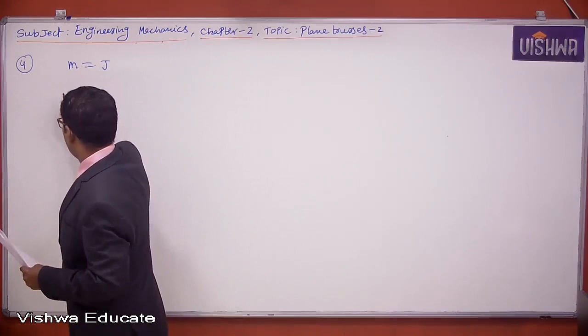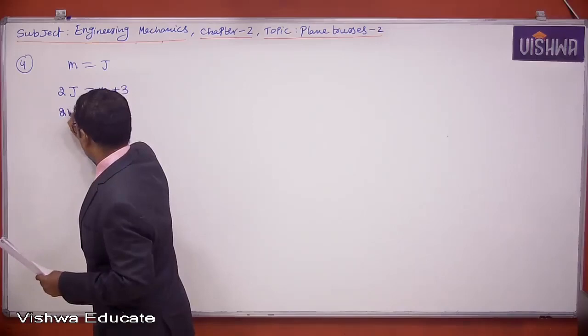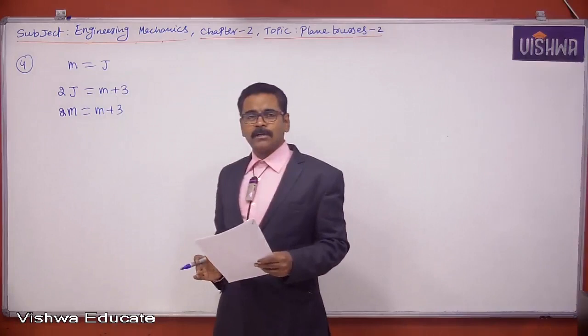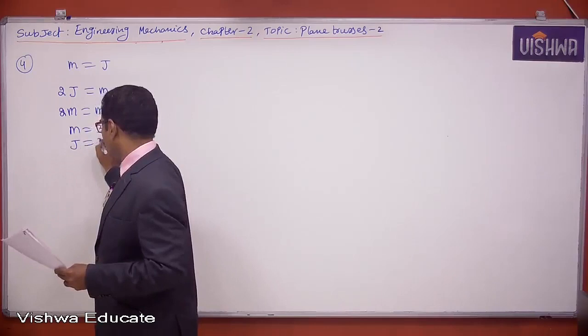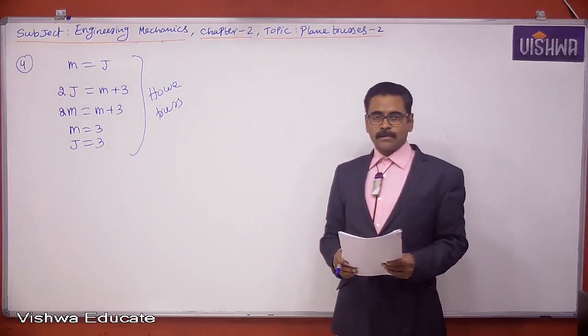We know in all perfect trusses, 2J is equal to M plus 3. J is equal to M. So 2M is equal to M plus 3. Bring M to the left side, 2M minus M, so M is equal to 3. If M is equal to 3, J is also 3. This kind of truss is called a hoe truss. In any truss, if the number of members is equal to the number of joints, that truss is called a hoe truss. Please copy.